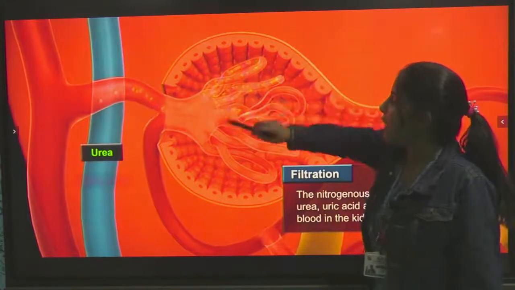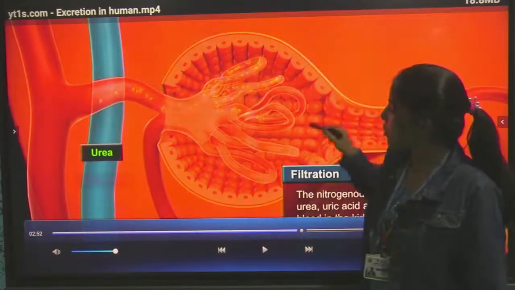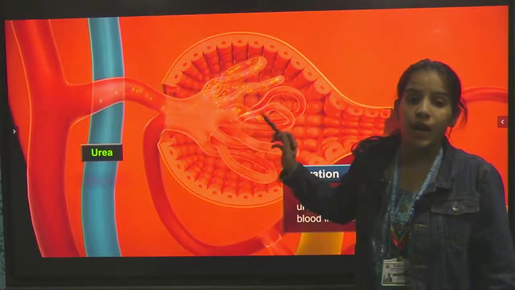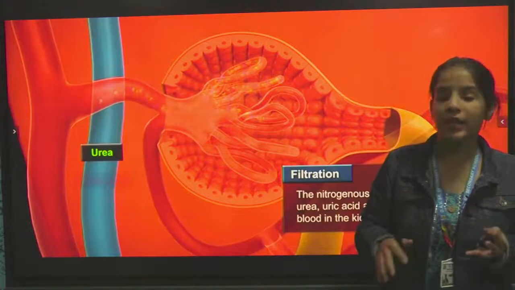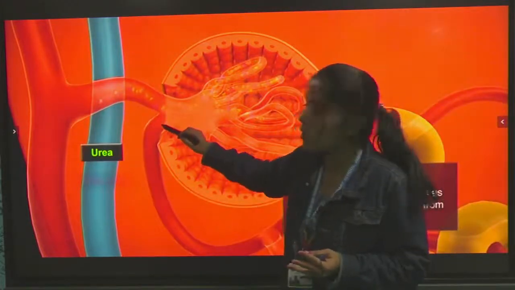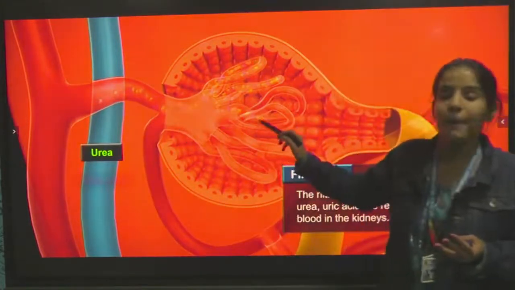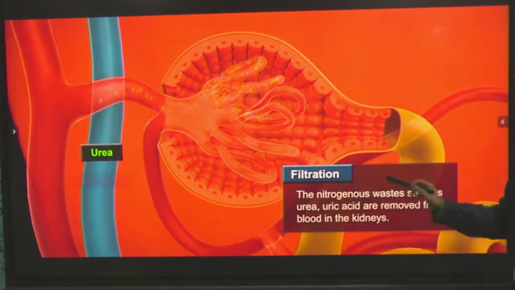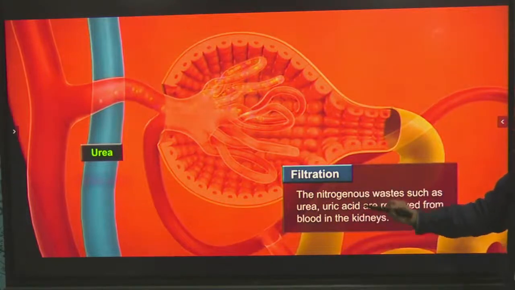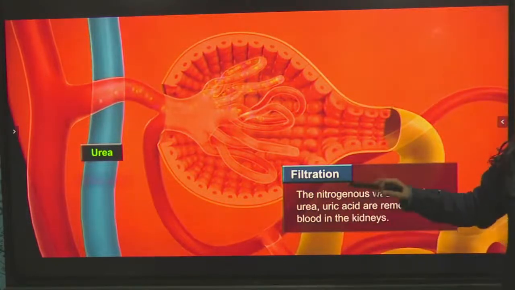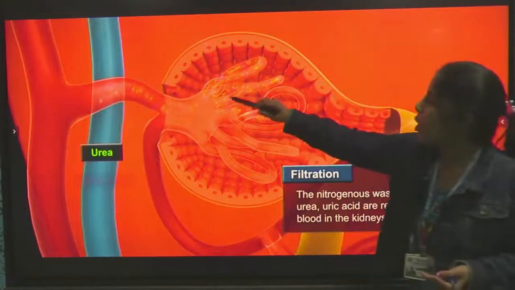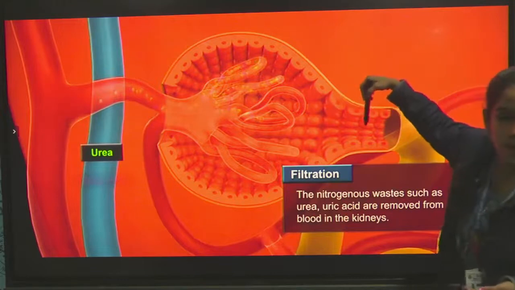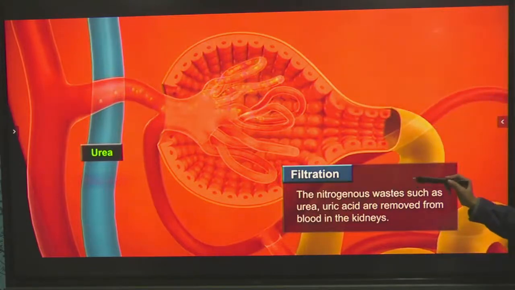associated together, and they form a cluster. Okay, that cluster is called glomerulus. What happened? The blood from the body comes into this afferent arteriole and goes into the glomerulus. Now, what happened? There is a process that is called filtration. The nitrogenous waste such as urea, uric acid are removed from the blood in the kidney. So basically all the nitrogenous waste are filtered from Bowman's capsule and goes into the further tube.